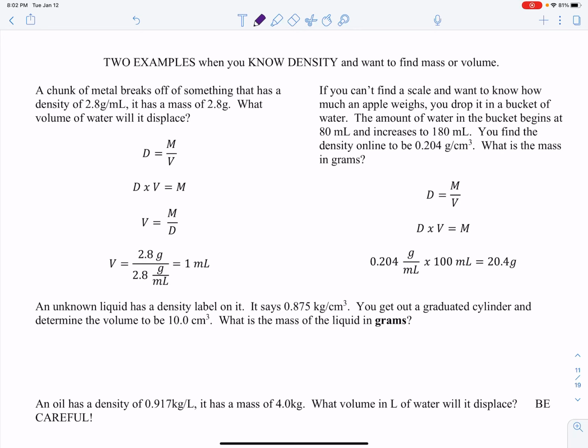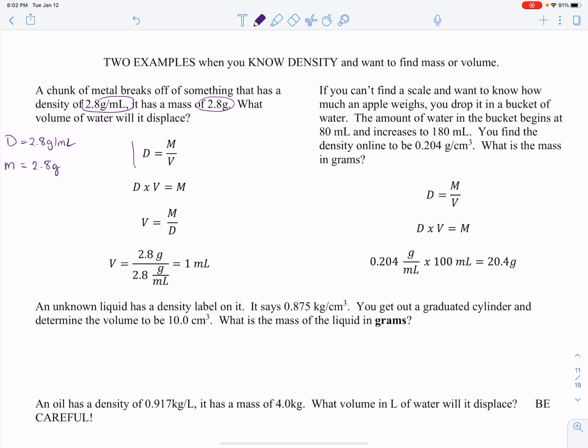We have two example problems at the top that are worked out, and then you want to work the lower problems. So here's our first example. You have a chunk of metal, it breaks off something, and it has this density, and it has this mass. It can be very helpful to the side to write down the density like that, to make a little column of what you know. And then mass is 2.8 grams.